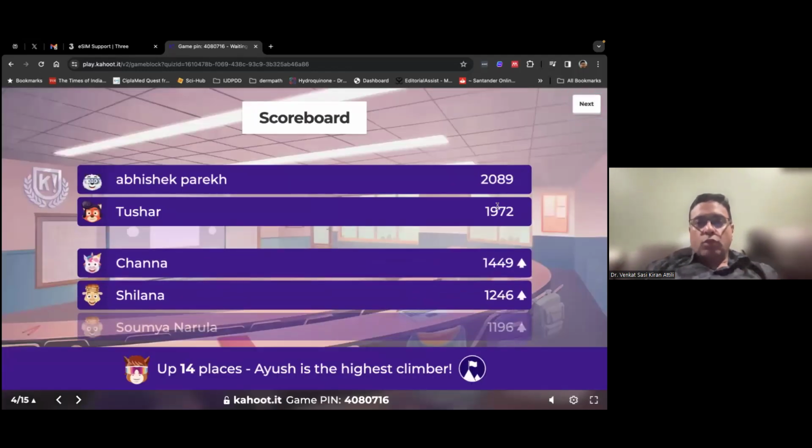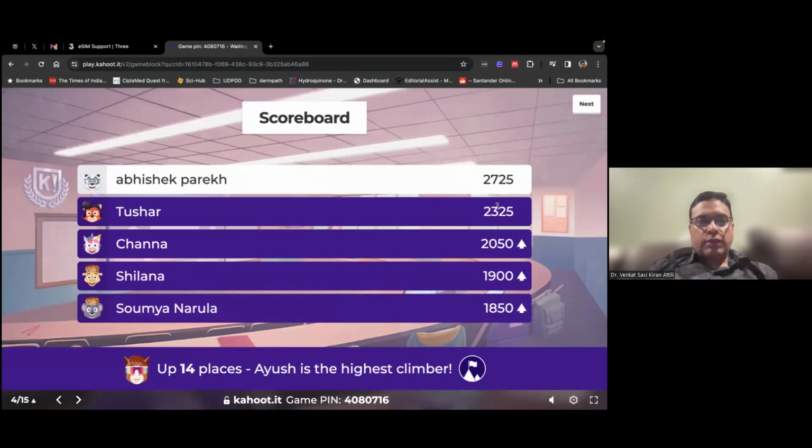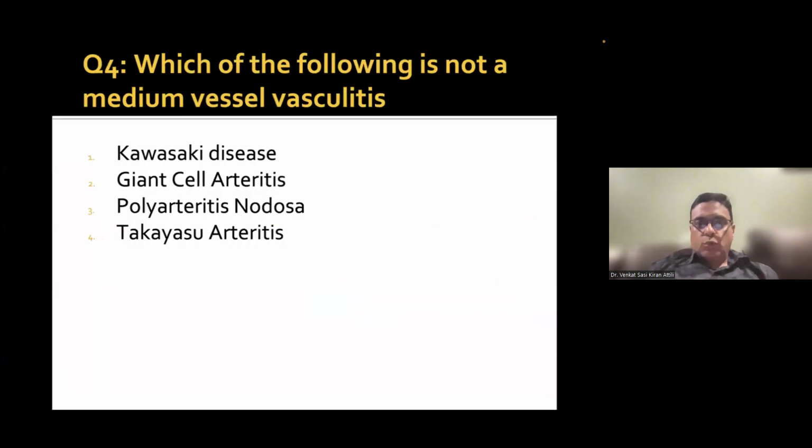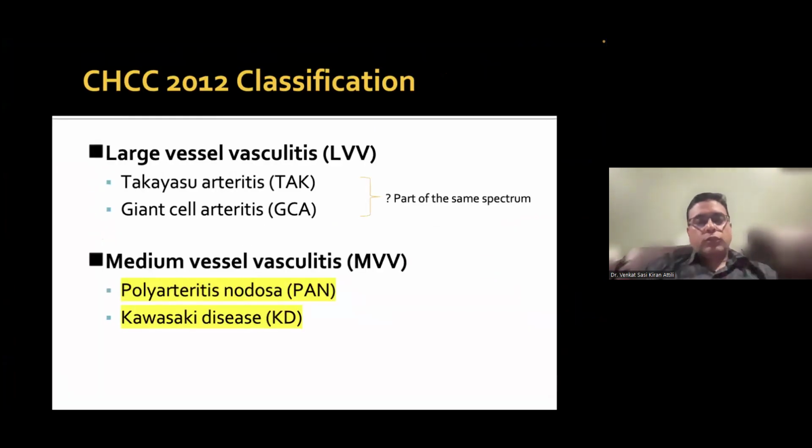Let's see what the leaderboard is looking like. Pretty much similar, but we've got a few at the bottom. Channa, Shilana, and Soumya Narula have moved up. And up 14 places, Ayush, who's the highest climber. Excellent, well done. So we've got 15 quizzes in total, so 4 down.